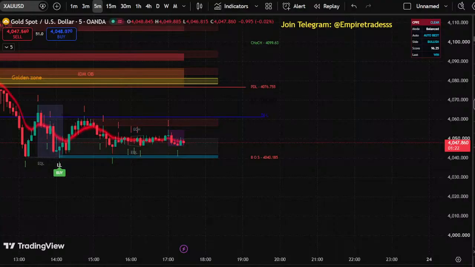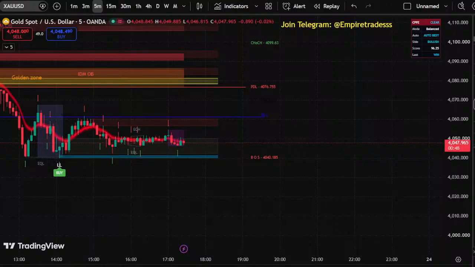Gold's correlation with the Japanese yen, JPY, is an interesting dynamic in financial markets, reflecting the interplay between safe haven assets and global economic factors. Both gold and the yen are traditionally considered safe haven assets, meaning they are sought after during times of economic uncertainty or geopolitical instability. This shared status often leads to a notable correlation between the two, particularly in periods of market stress.